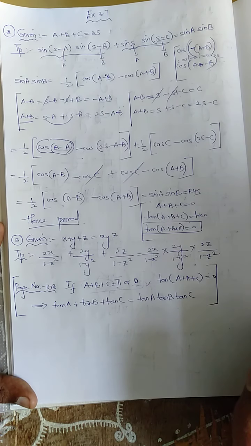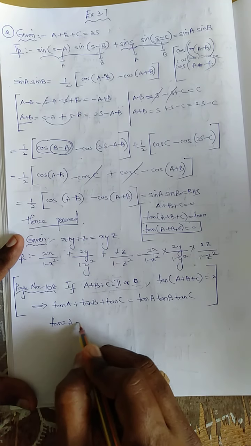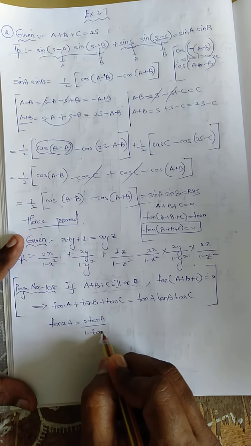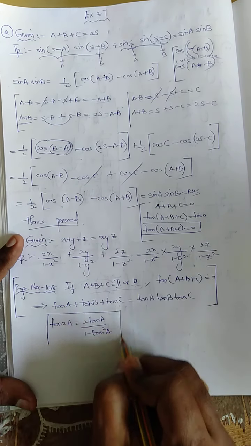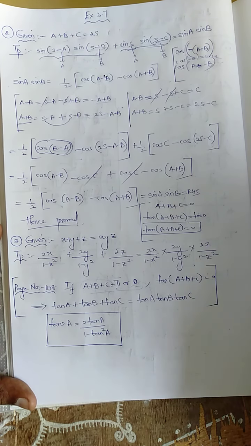To prove this sum, we need one more formula. What is the formula? Tan 2a. This also you need to learn. Tan 2a is nothing but 2 tan a divided by 1 minus tan square a. This is the double angle formula for tan 2a. This also you need to know. Now we can enter inside the sum.